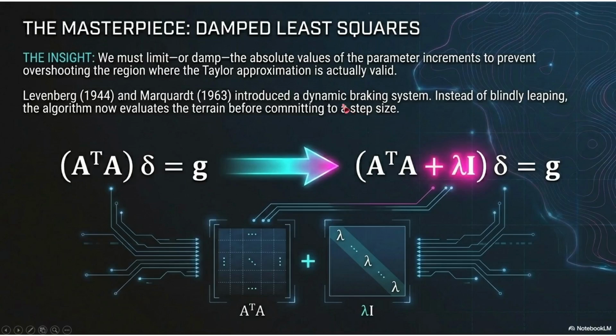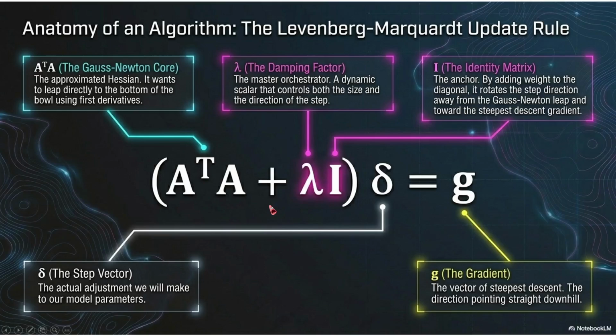So the key insight from Levenberg and Marquardt was that we must introduce a dynamic braking system. We have to limit the absolute values of our parameter increments so we don't overshoot the specific region where our Taylor approximation is actually valid. Now let's look at the anatomy of this updated rule.